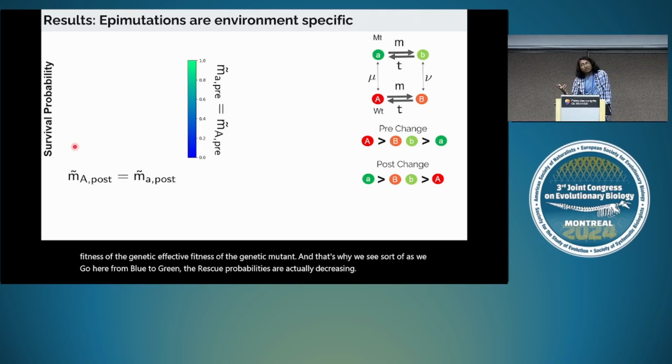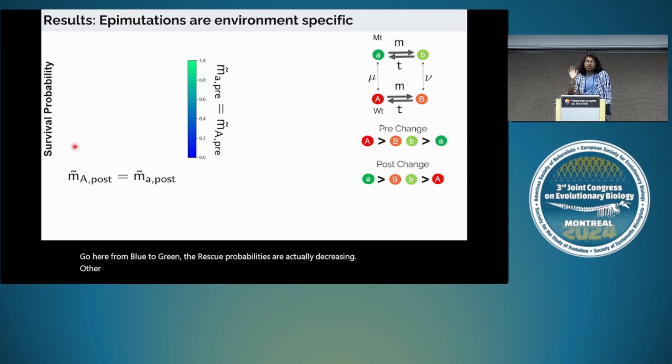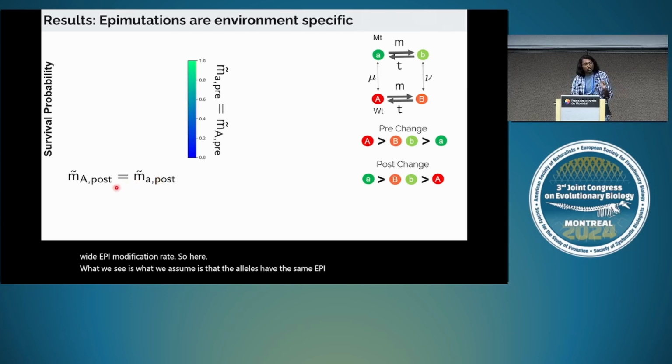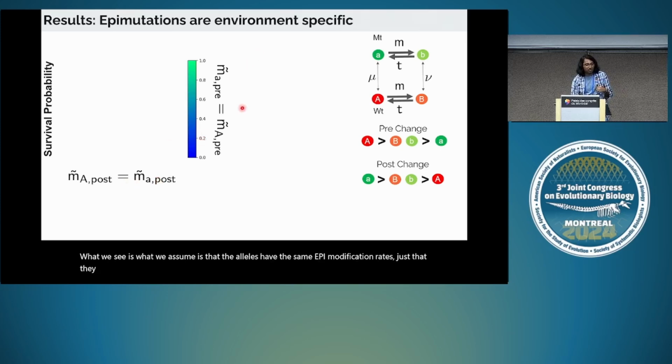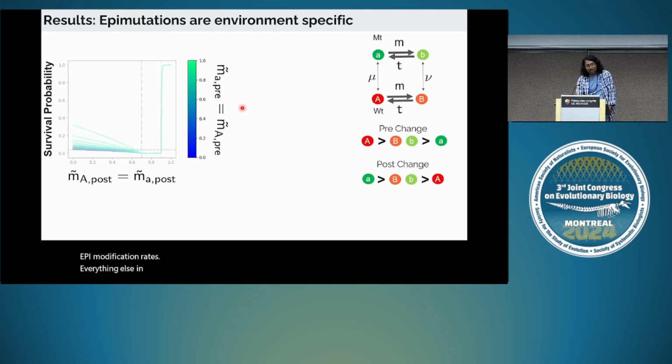Okay. The other possibility is that what your environmental change is doing is changing the genome-wide epimodification rates. So here, what we assume is that the alleles have the same epimodification rates, just that they can differ between the environments. So in a given environment, there are the same genome-wide epimodification rates. Everything else in the model remains the same. And now things go haywire, and we see a bunch of different things happening.